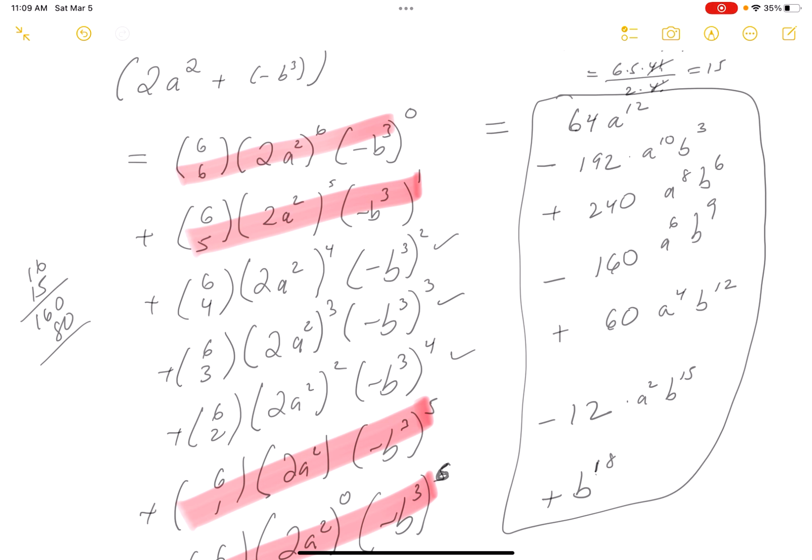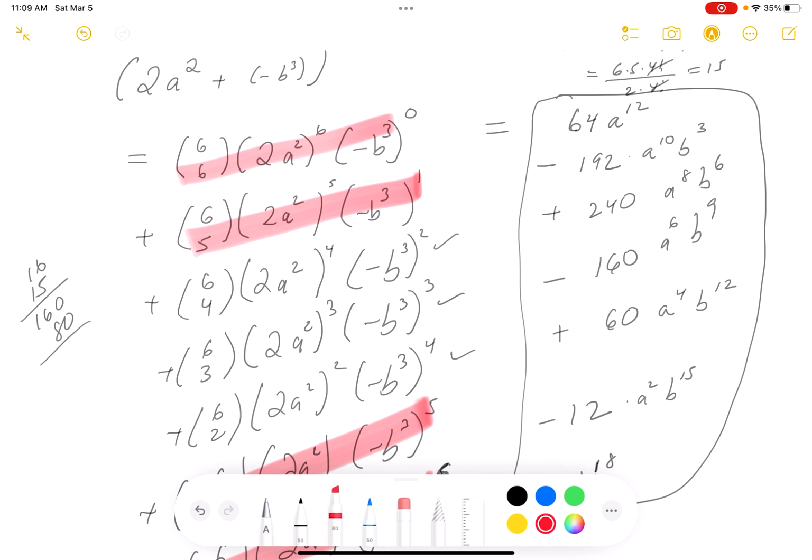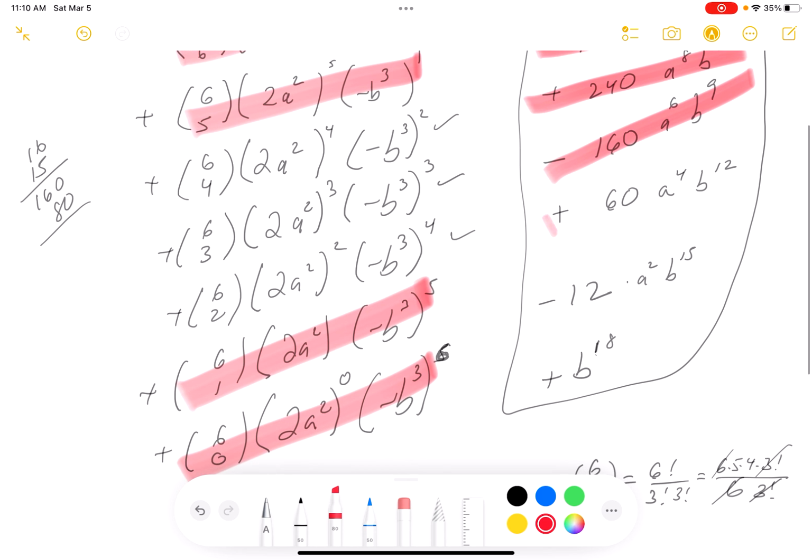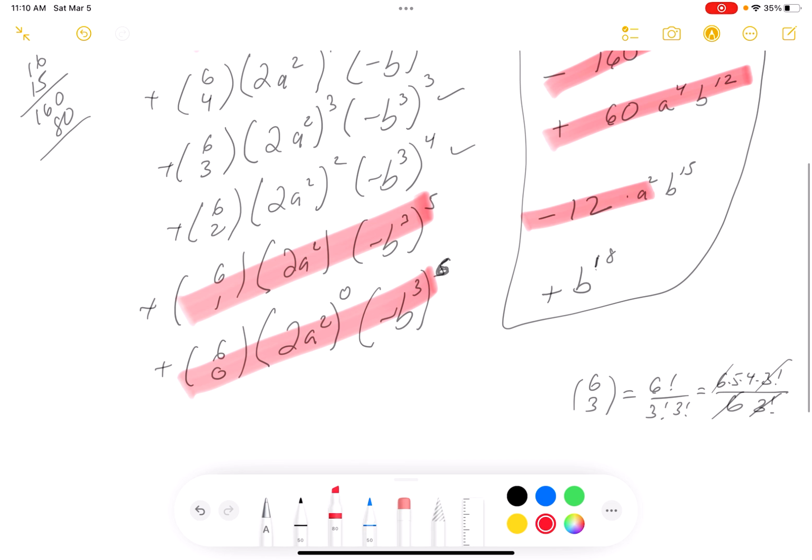And when I go to the answer key, what I'm going to try to do is to see if I've matched it. All right? And this is problem number 7, if you can recall. It's taken some time to get there, right? So did I get this term, 64a^12? Yes. Did I get this term, minus 192a^10b cubed? Yes. Did I get this term, which is 240a^8b^6? Yes. Did I get this term, minus 160a^6b^9? Yes. Did I get this term, plus 60a^4b^12?